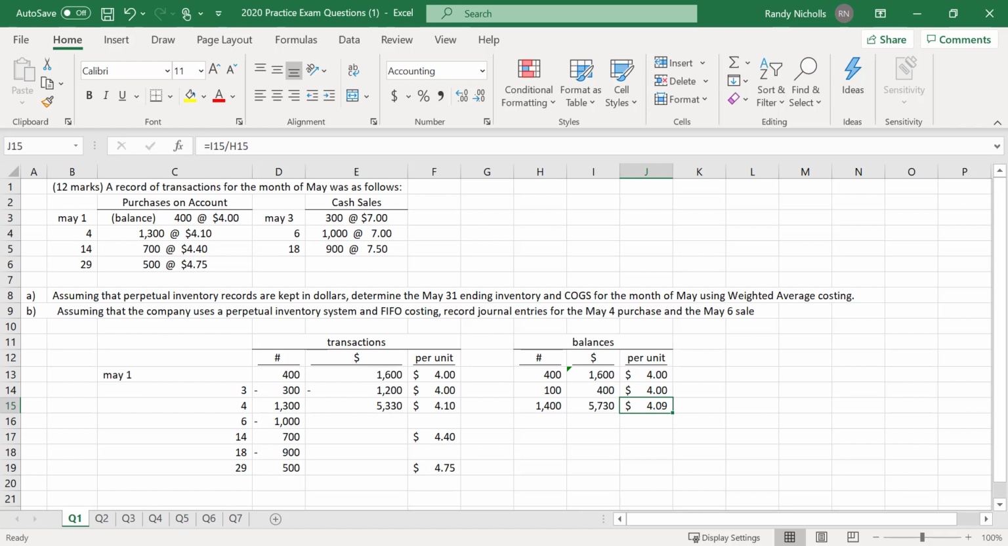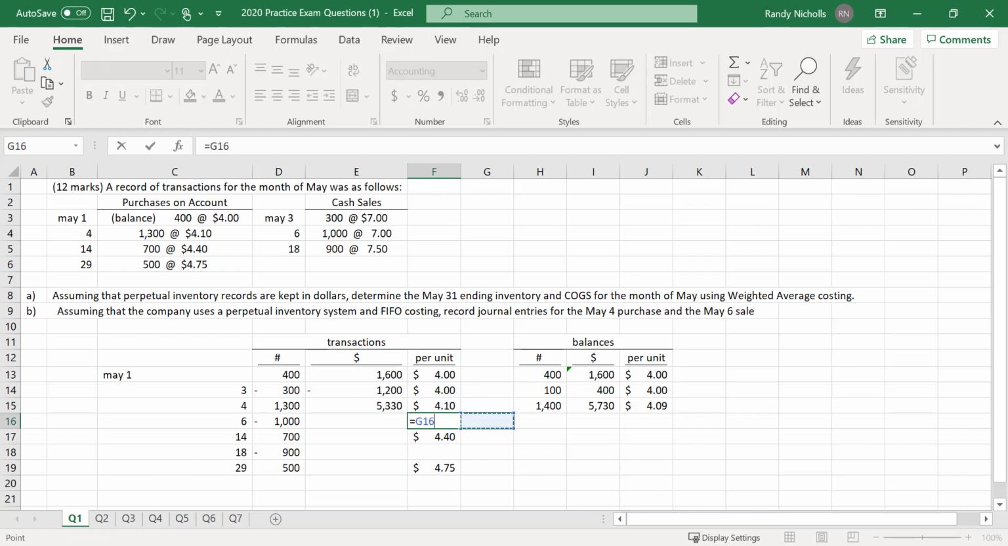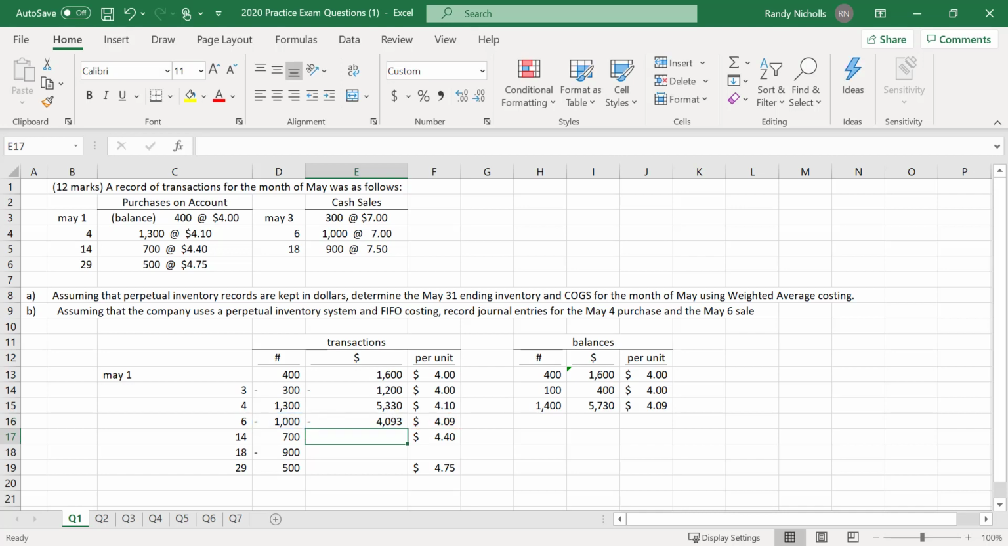Then I sold 1,000. What comes out of my inventory when I sell something is my weighted average. Okay, so I'm going to reduce inventory by 1,000 times 4.09. And you can see there's a little rounding there. I got 4,093. Don't care about 5, 10, $100. You know, rounding is fine.